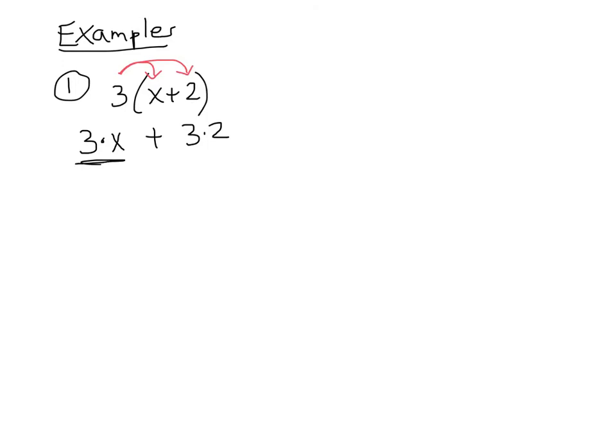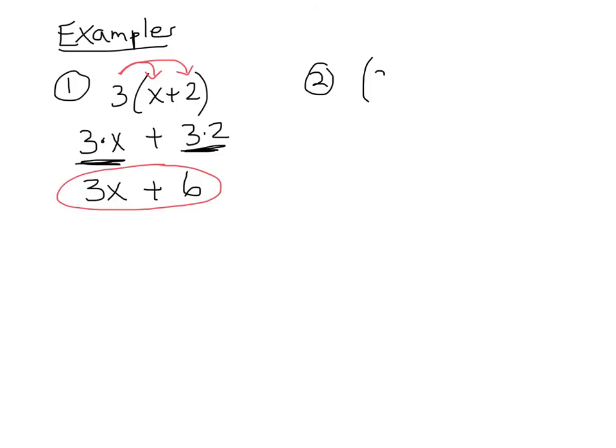And a better way to write 3 times x is 3x. And a better way to write 3 times 2 is 6. And that is your final answer because you can't add. These are not like terms. All right, let's try another example. Sometimes it'll look like this. Maybe in the quantity you'll have 2x plus 3. And that whole entire quantity is being multiplied by 4.